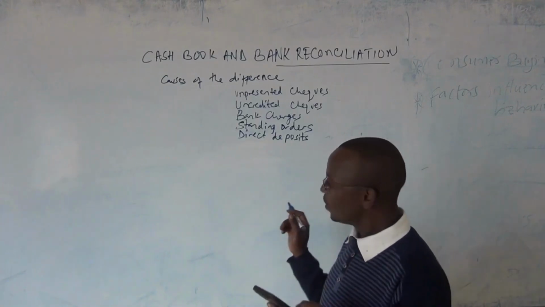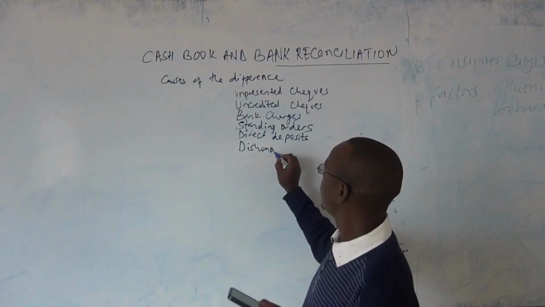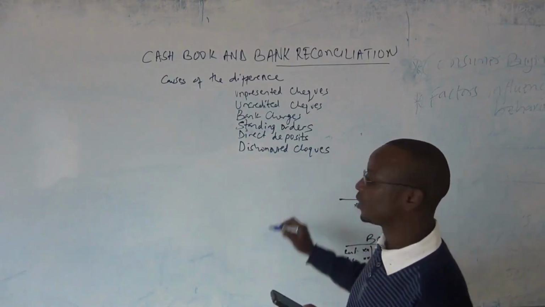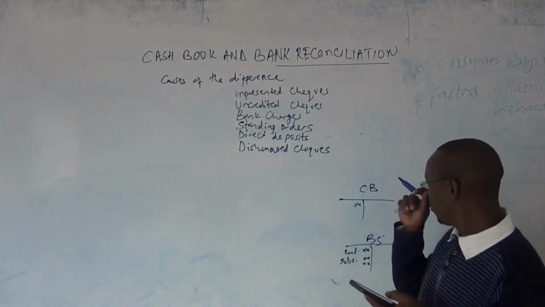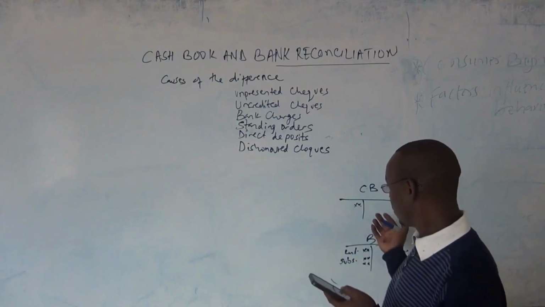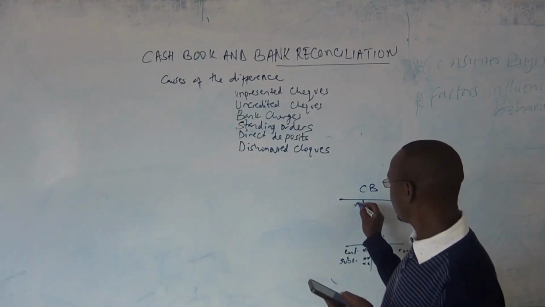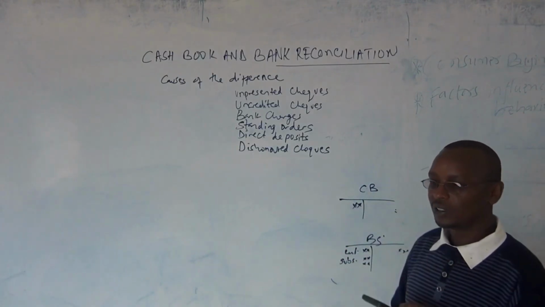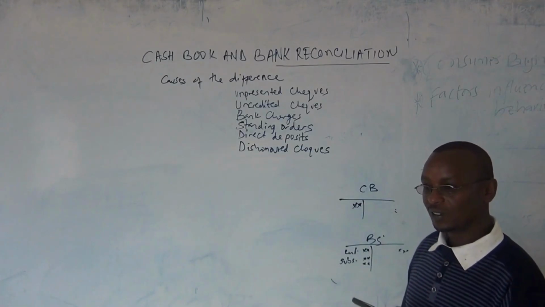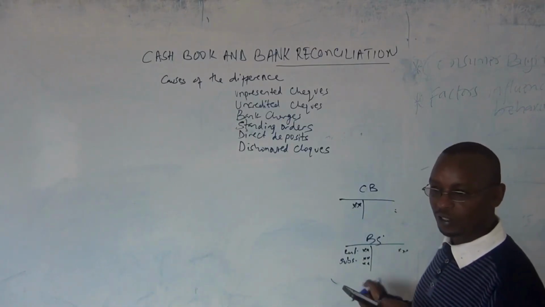Then we have dishonored checks. You may receive a check from a customer, so you record it here. That is a receipt. But when you take that check to the bank, it is dishonored. So it will not reflect.